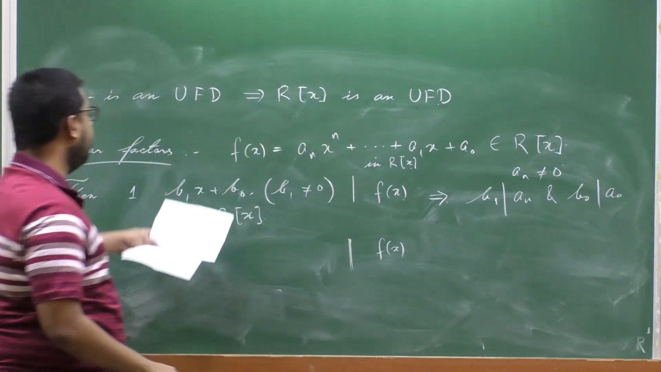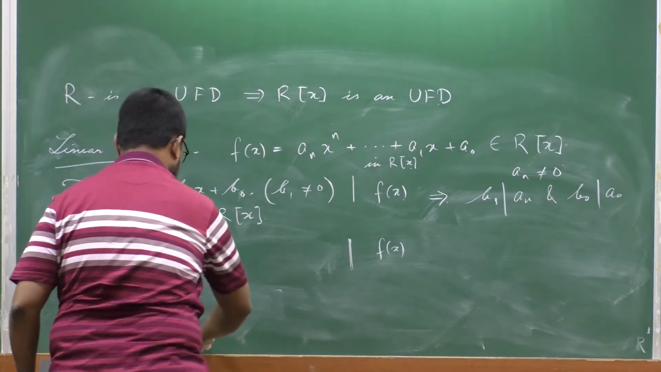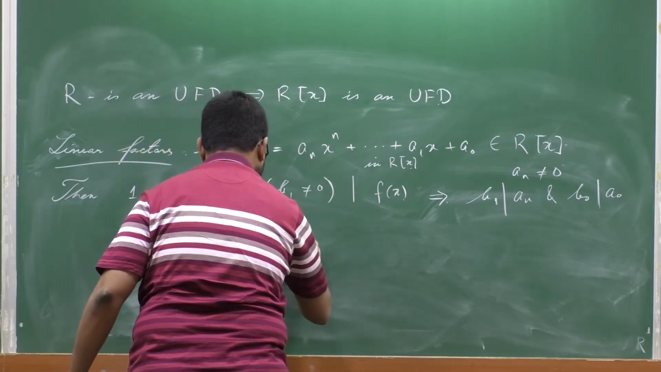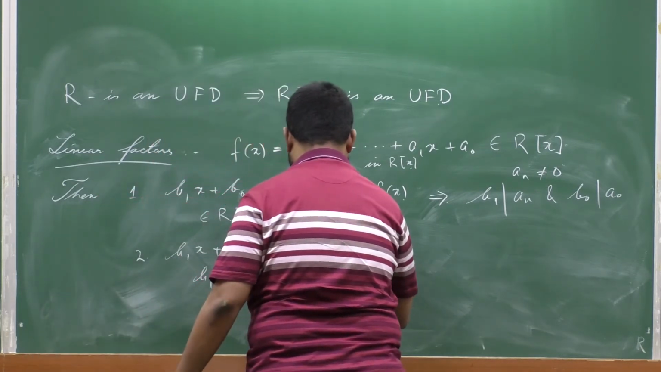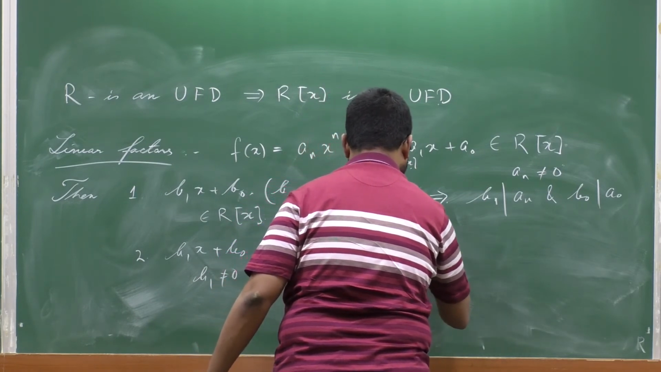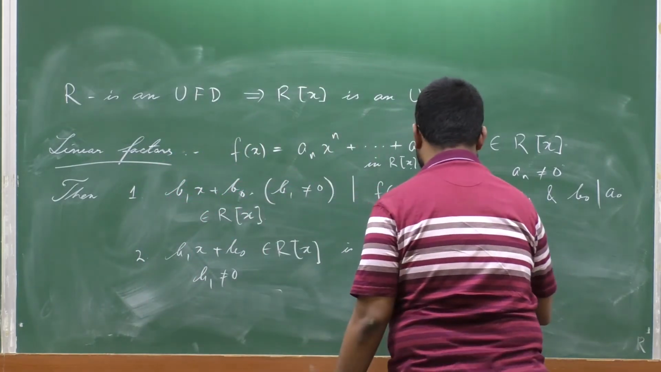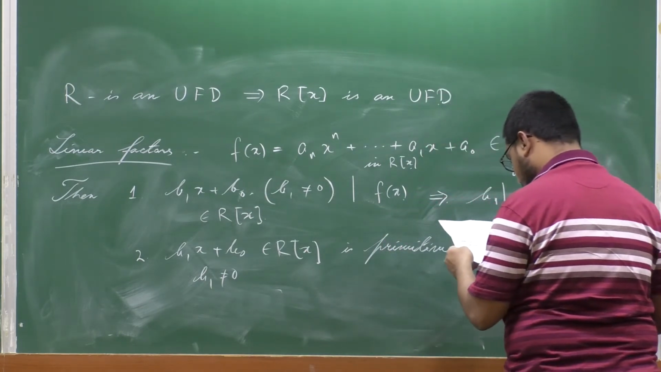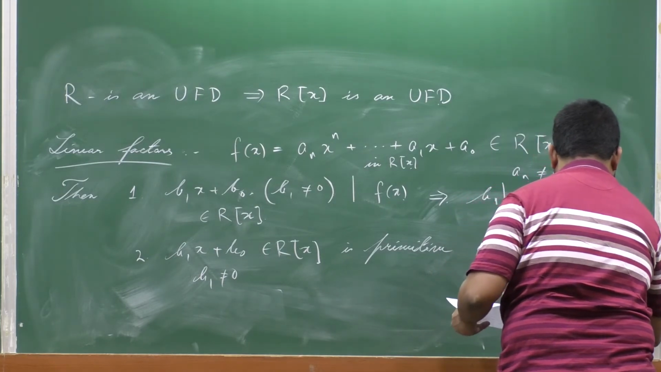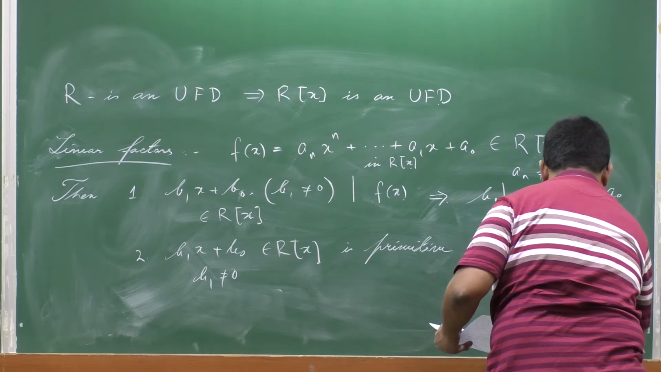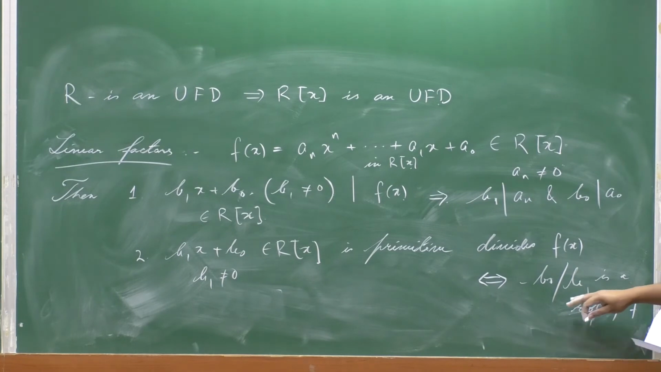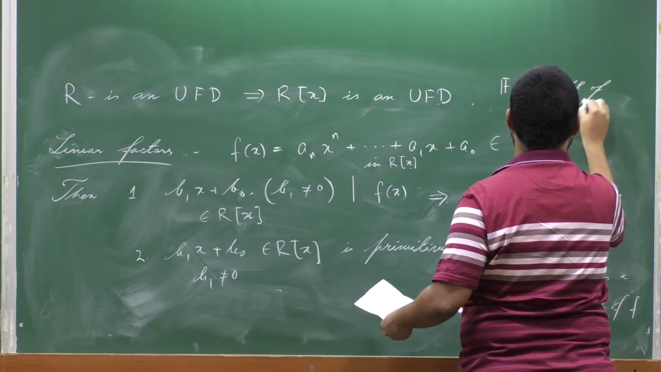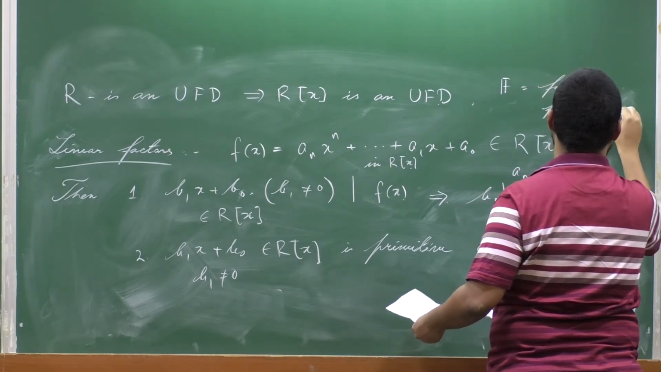Furthermore, let me put it in complete terms. Let b1 x plus b0 be in R[x], assume this is a linear polynomial, and assume that it is primitive. So a primitive linear polynomial divides f(x) if and only if minus b0 by b1 is a root of f. So here we view f over the field of fractions, which let me denote by F.